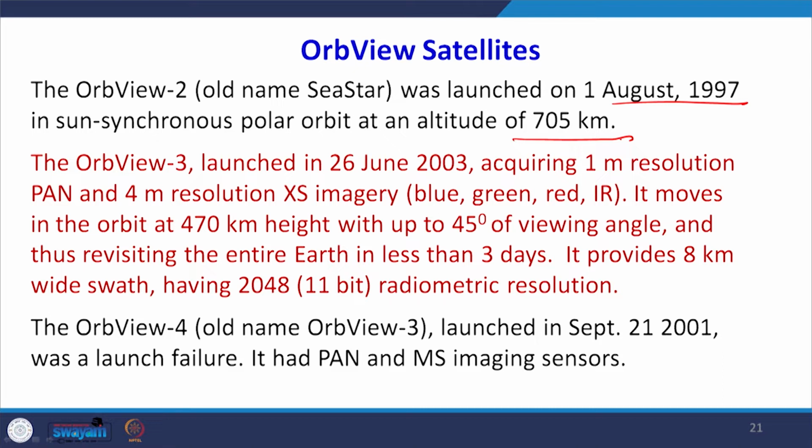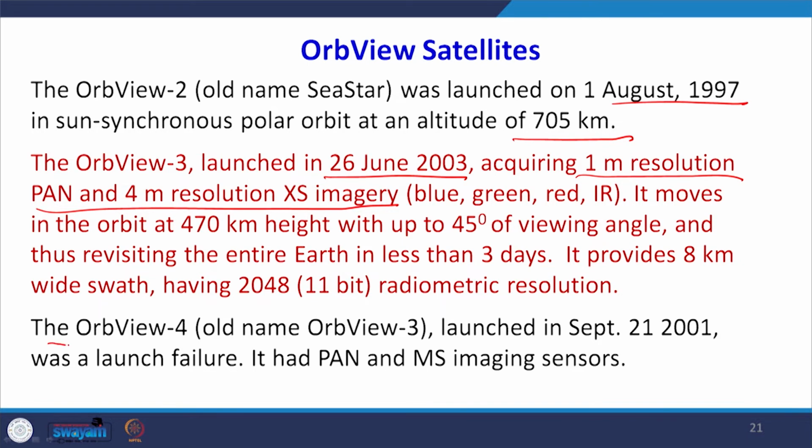The next one, OrbView 3, was launched in 2003 after a gap of 6 years. It had 1 meter panchromatic data and 4 meter multispectral data in blue, green, red and infrared bands. The height was lowered to 470 kilometer from the equator, and it has a viewing angle of 45 degree, and the swath width was 8 kilometer. So one scene was covering 8 kilometer by 8 kilometer area. Radiometric resolution was the same as the earlier satellite, 11-bit.